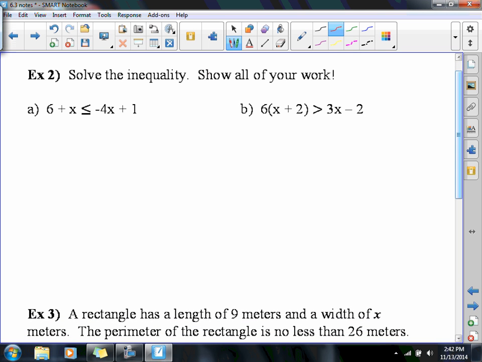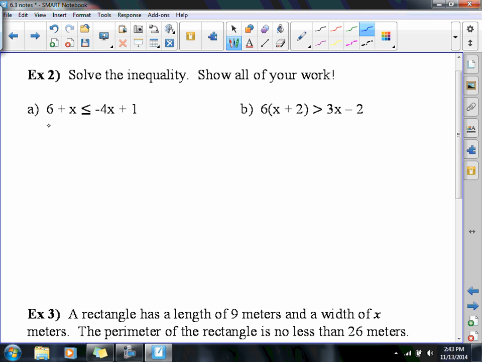Okay, example 2 now, we're going to step it up a notch, and we're going to have 2 variables, one on each side of the inequality. We're going to solve these just like we did for equations. Let's see, for part A here, I don't have anything that I have to distribute. I don't have any fractions that I need to multiply by the reciprocal to get rid of.